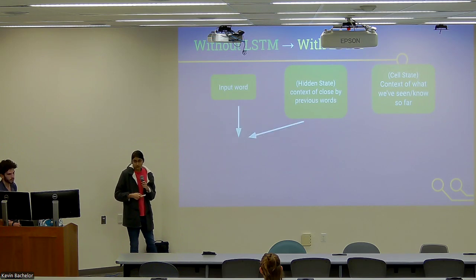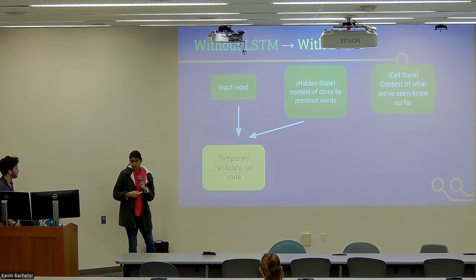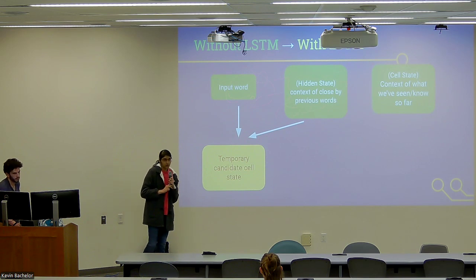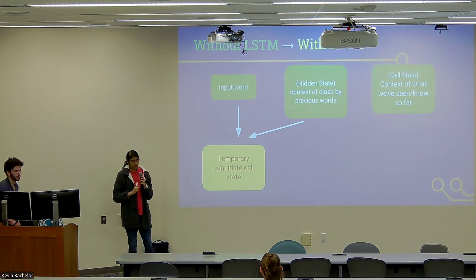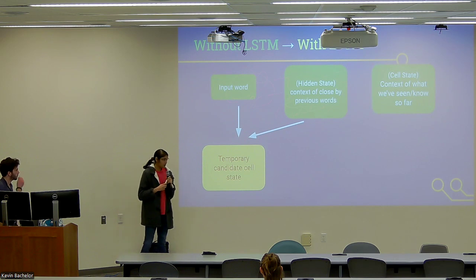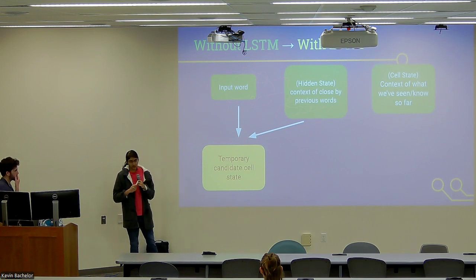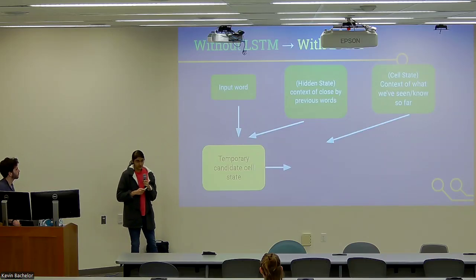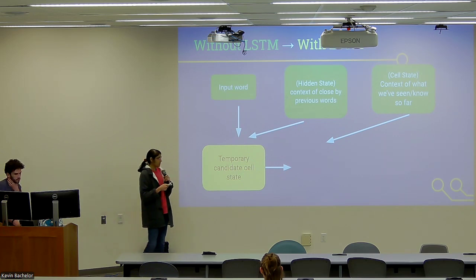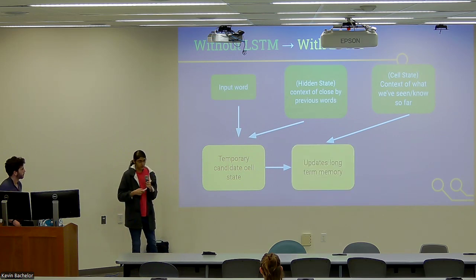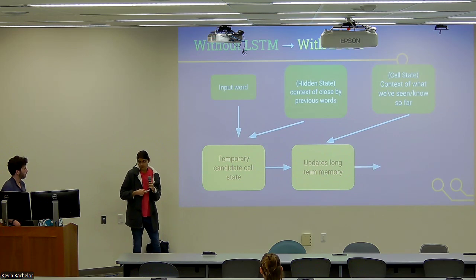Next. So the LSTM is going to take this input word and this previous hidden state, and it's going to combine them to generate what's called a candidate cell state, which is this temporary state. Next, it's going to take this candidate cell state and the previous cell state and combine those in a way that allows us to update our long-term and short-term memory.